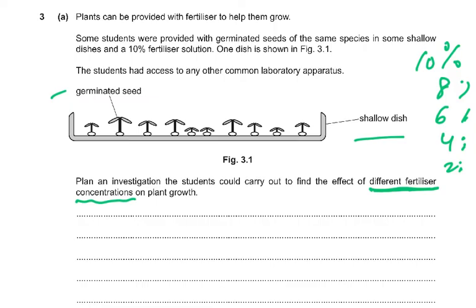So for every concentration, in 10% you would repeat the experiment 3 times, in 8% you would repeat it 3 times, and in 6% you would repeat it 3 times or 5 times. As I always say, it's better to say 5 times because they say a minimum of 3 times.